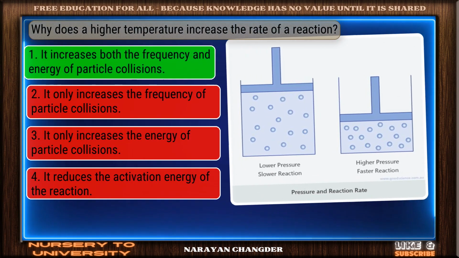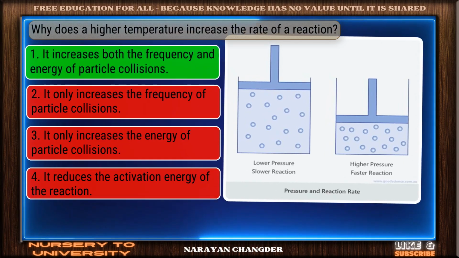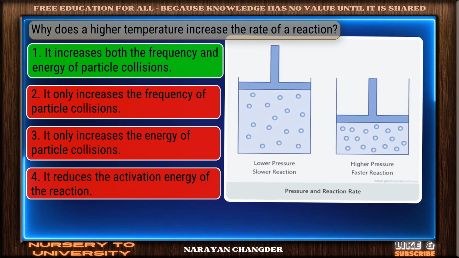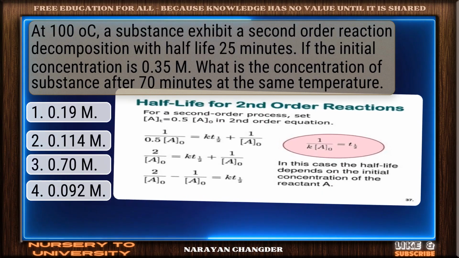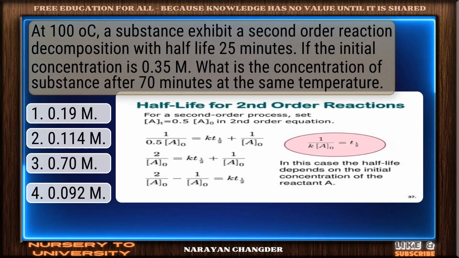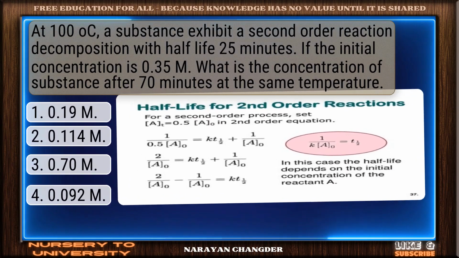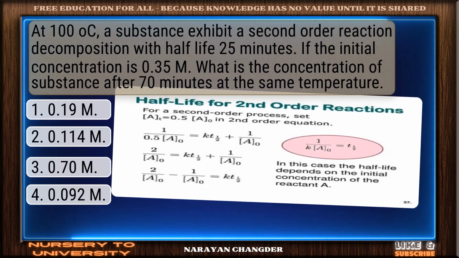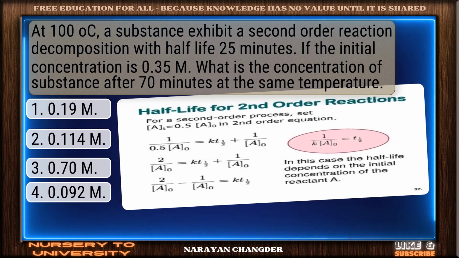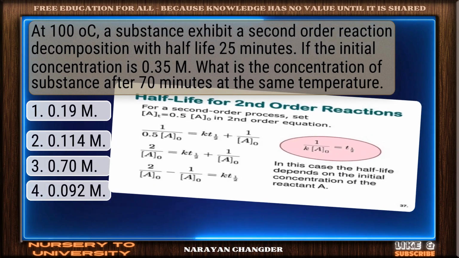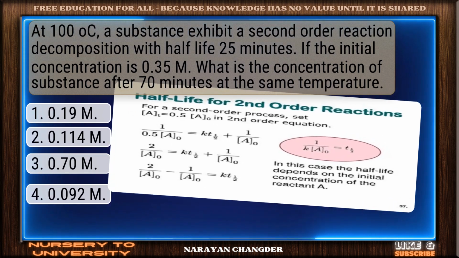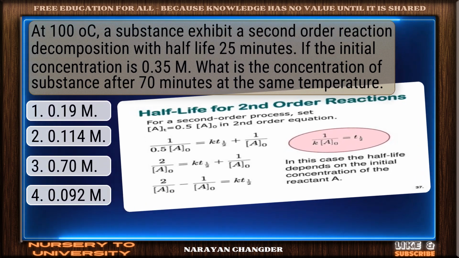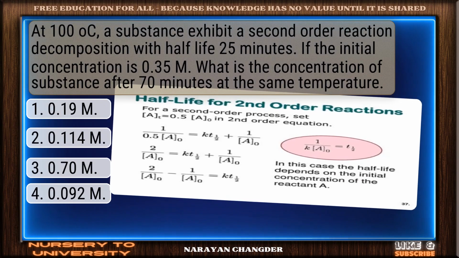Nailed it. It increases both the frequency and energy of particle collisions. At 100 degrees Celsius, a substance exhibits a second-order decomposition reaction with half-life 25 minutes. If the initial concentration is 0.35 M, what is the concentration of the substance after 70 minutes at the same temperature? Option 1, 0.19 mol. Option 2, 0.15 mol. Option 3, 0.70 mol. Option 4, 0.092 mol.